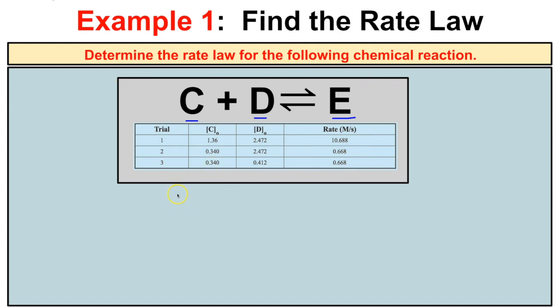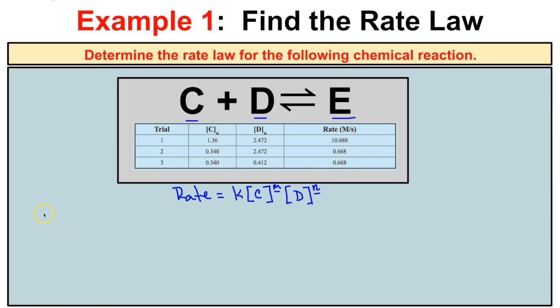And so to get the rate law, we know that the rate is going to equal the rate law constant times the concentration of our reactants, concentration C raised to the power of M times the concentration of D raised to the power of N. And so M and N are going to be the order of each one of these reactants. And so let's first figure out the order of reactant C.